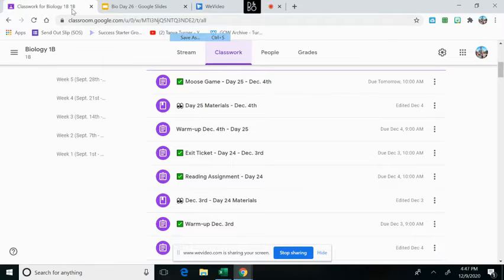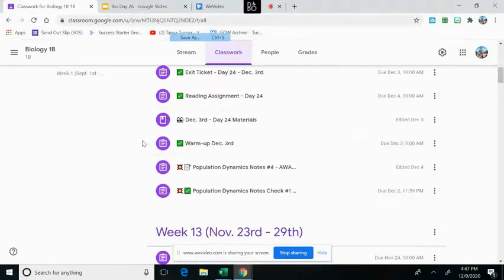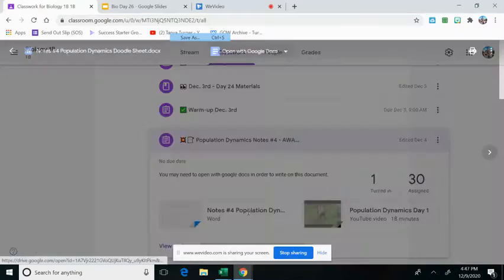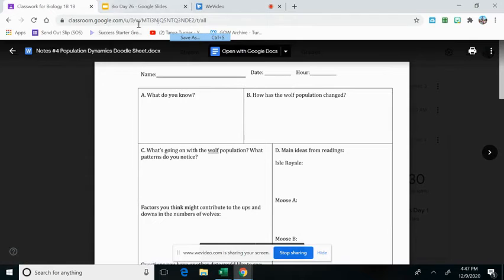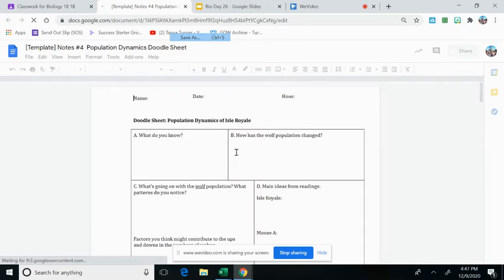I just have block 1B up because that was the first one I had. Go to your classwork, and remember, scroll down. It is our population dynamics notes number 4. You want the one with the pencil because that is your notes that you have been writing on. If you've already been writing on these, it's going to be in your drive again. Just go into the search bar, type in Google Drive, and find your document that you've been typing on. I've been keeping mine shared with everyone, so I do not have any of the notes from previous times. They're all on the videos that I've been sharing with you.